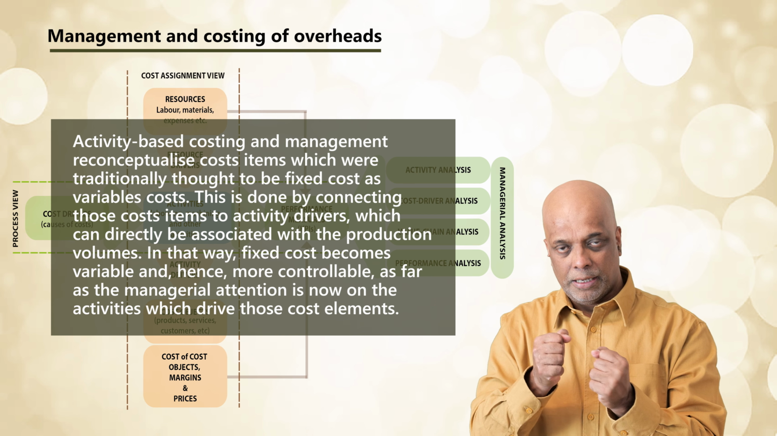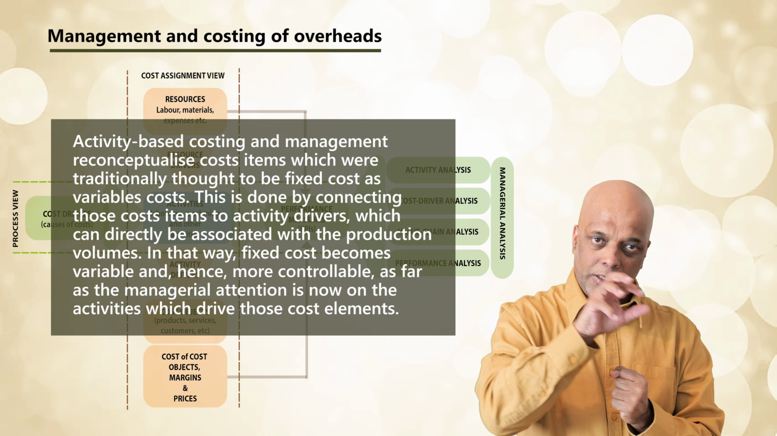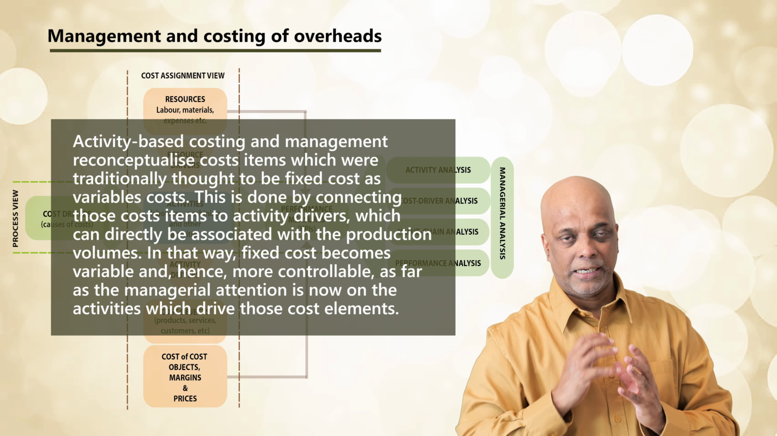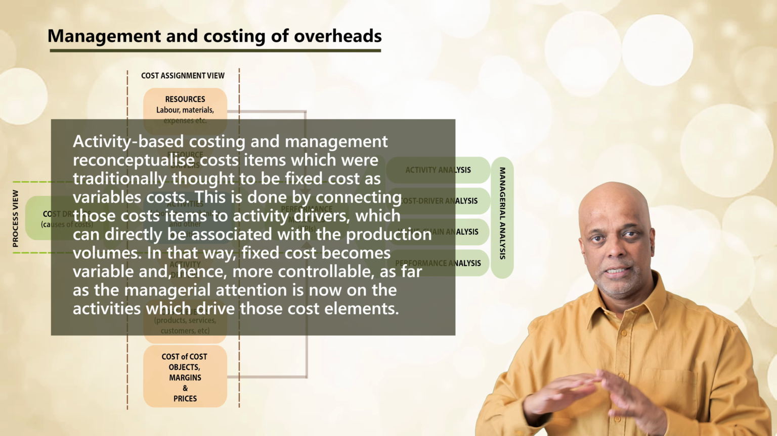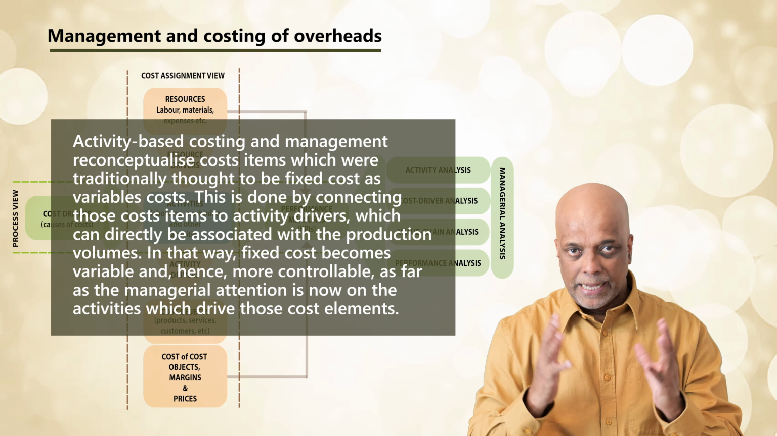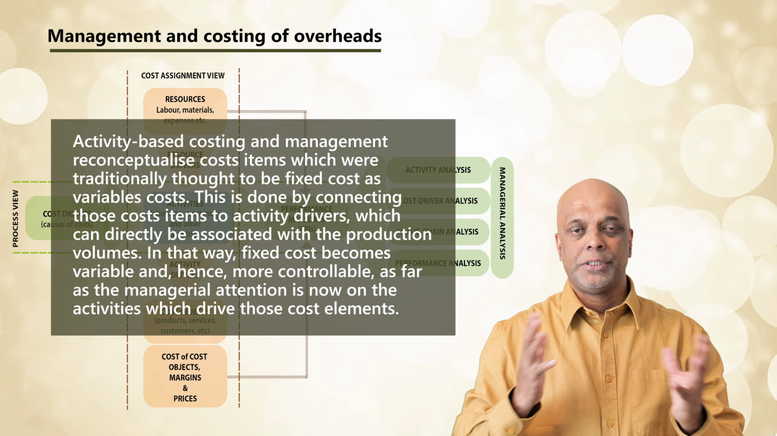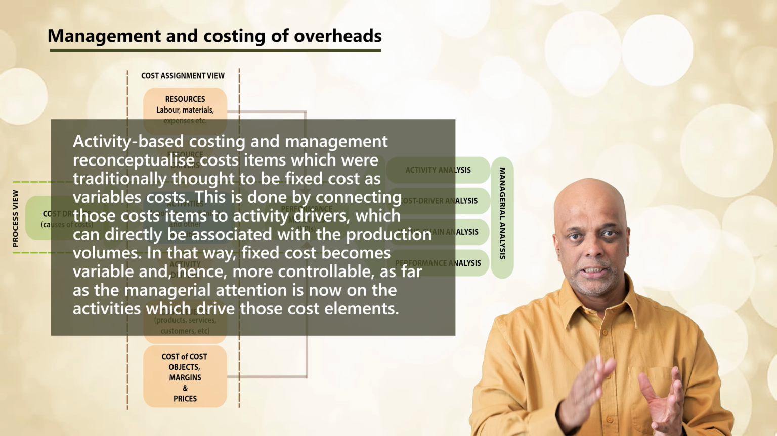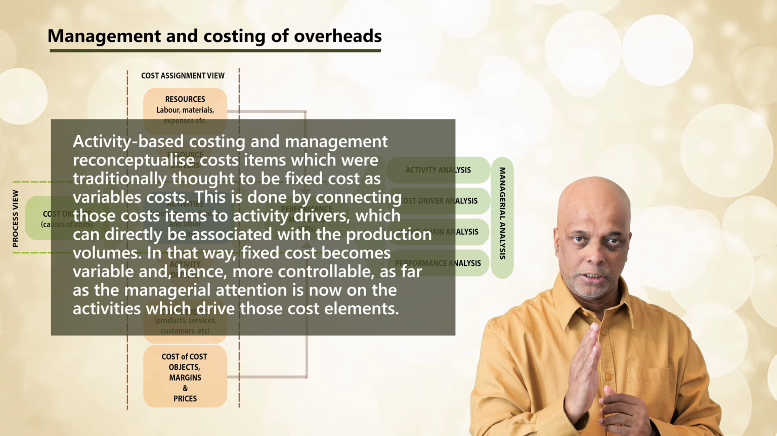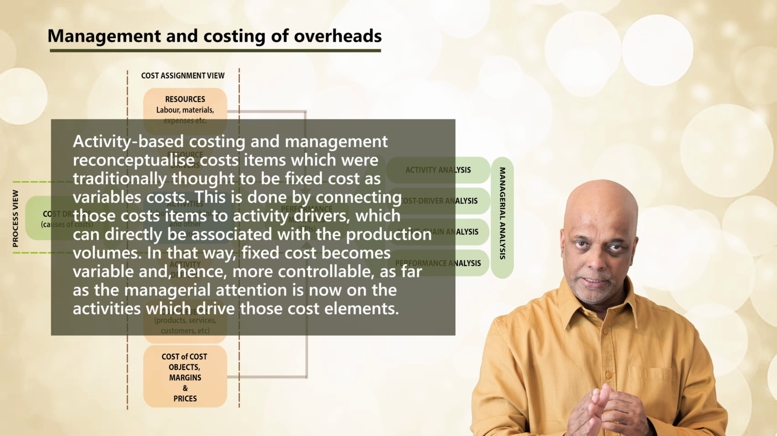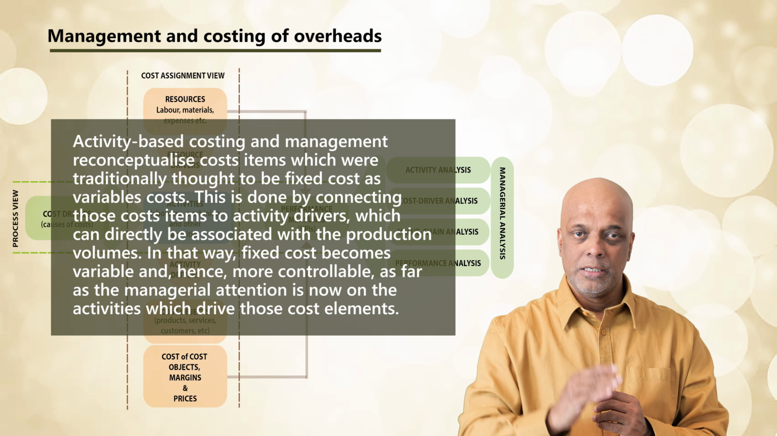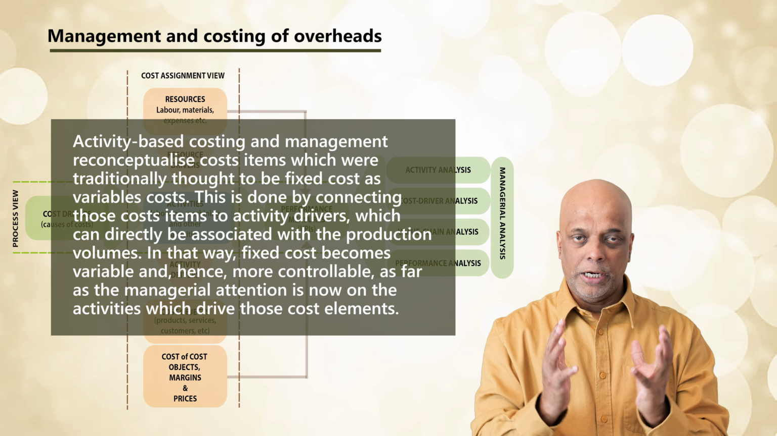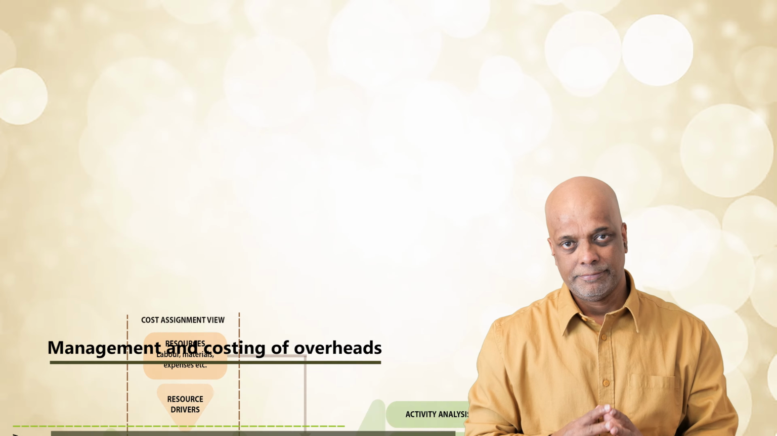So you understand the manner in which specific cost elements can now be connected to the production volumes through activities. That is what activity-based costing and activity-based management did. Basically, reconceptualizing the overheads on the basis of activities, and by doing that, transforming fixed cost into variable cost. Therefore, the controllability of the overhead is enhanced.